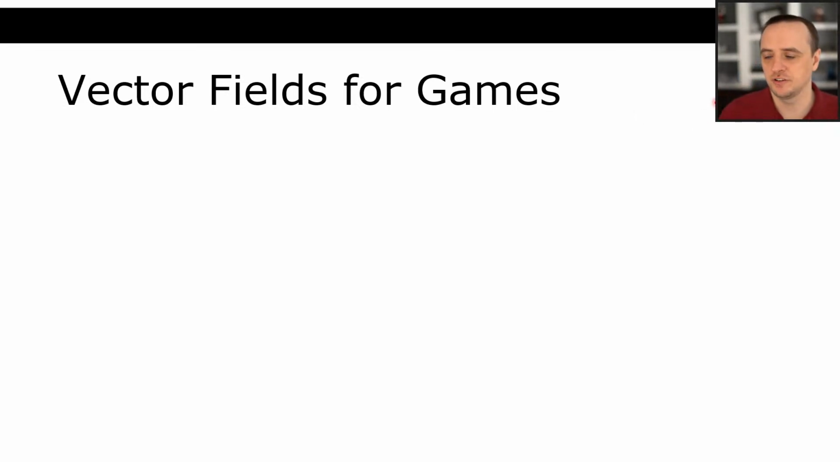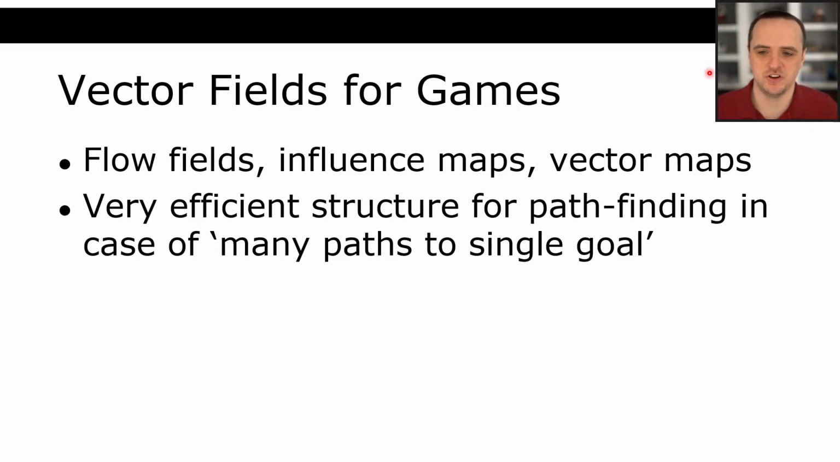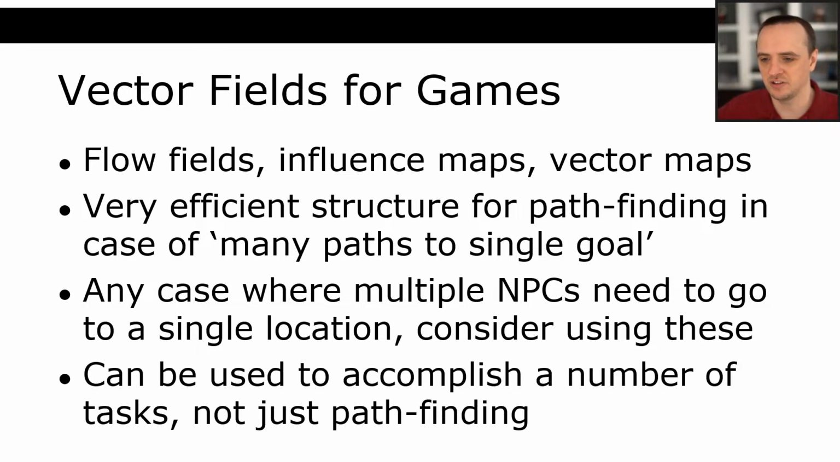So vector fields for games, sometimes they're called flow fields. Influence maps can be done with vector fields as well. Sometimes they're called vector maps. And they are a very efficient structure for pathfinding in the case where we want many paths to a single goal. So any case where multiple NPCs need to go to a single location, consider using vector fields. And so they can be used to accomplish a number of tasks, not just pathfinding, but we're going to focus on pathfinding for this assignment.